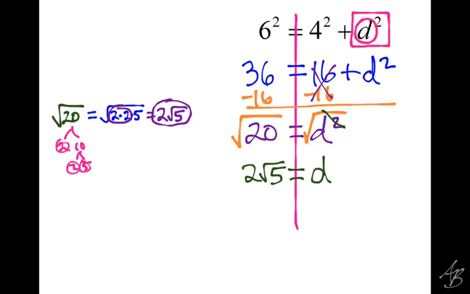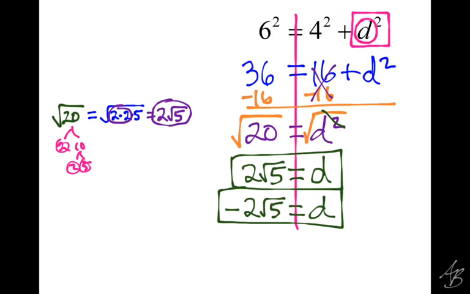Is that my only answer? No. What else could multiply by itself to get 20 besides positive 2 square root of 5 times positive 2 square root of 5? Negative 2 square root of 5 times negative 2 square root of 5 would also give us 20, right? So both of these answers work because I could square this or multiply it by itself to get 20, and I could square this or multiply it by itself to get 20. All right, so either one is going to work.